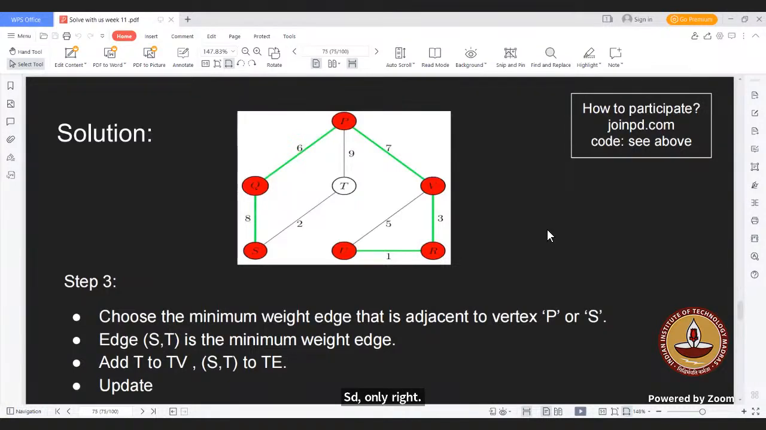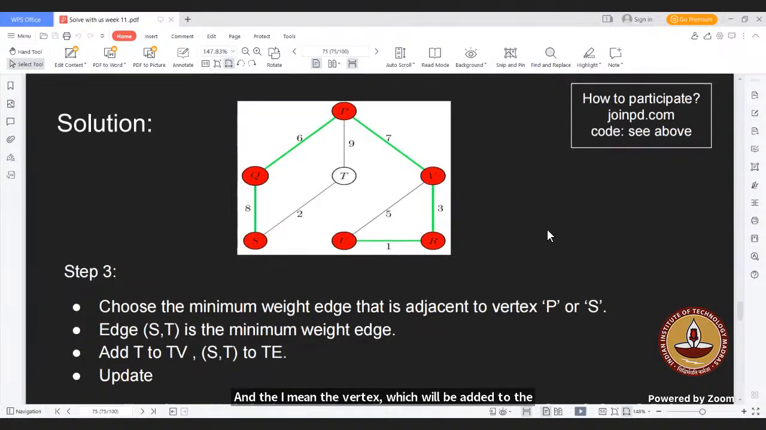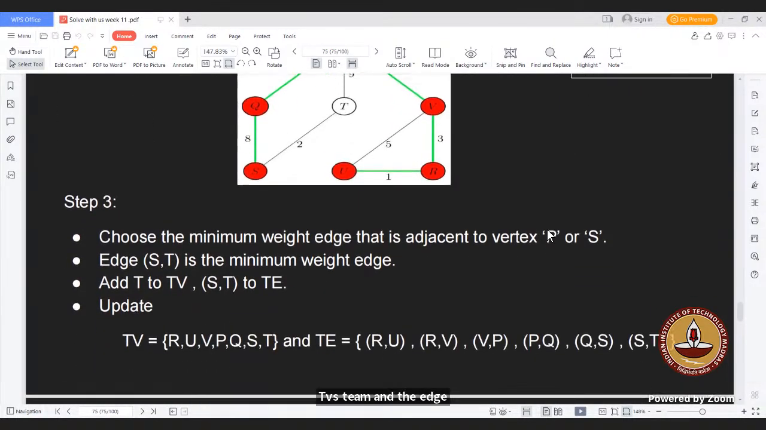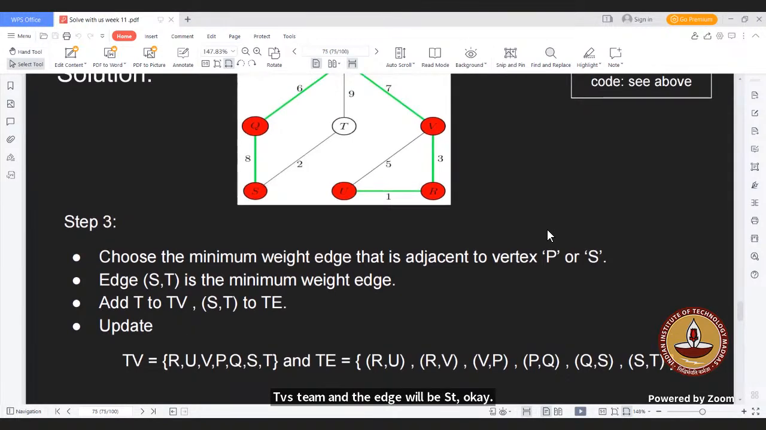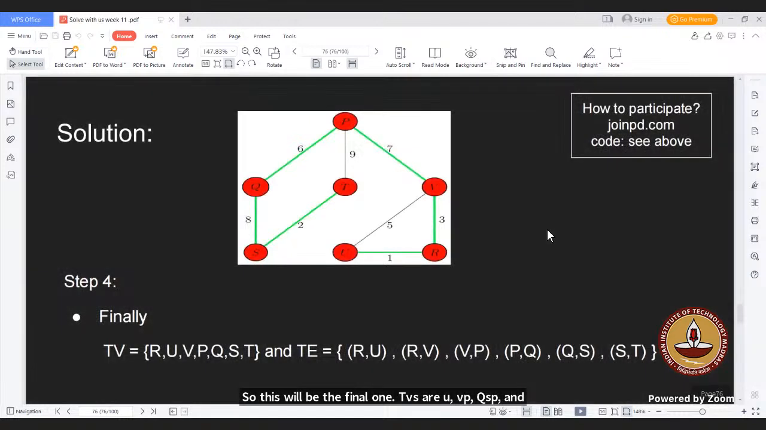Yeah. So because 2 is lesser than 9, we'll add ST, and the vertex which will be added to the tree is T. The vertex which will be added to the TV is T, and the edge will be ST. So this will be the final one. TV is R, U, V, P, Q, S, T, and the edges are RU, RV, VP, PQ, QS, and ST. So this is the minimum cost spanning tree of this given graph, the green line. So the answer would be R, U, V, P, Q, S, T.